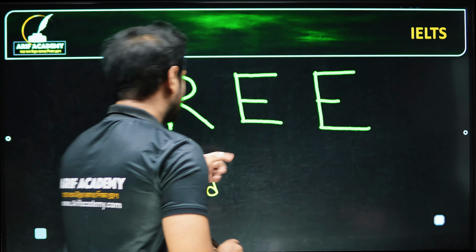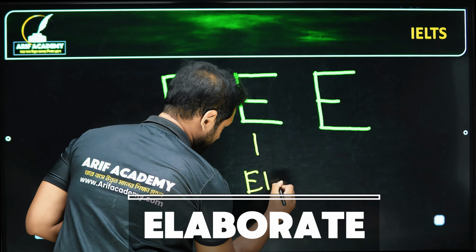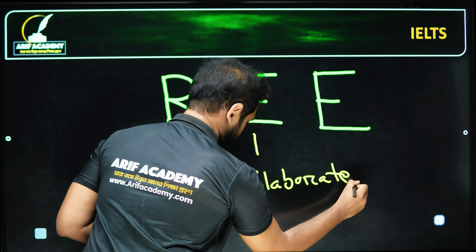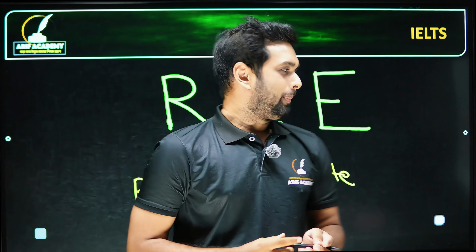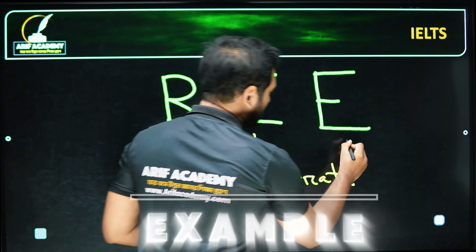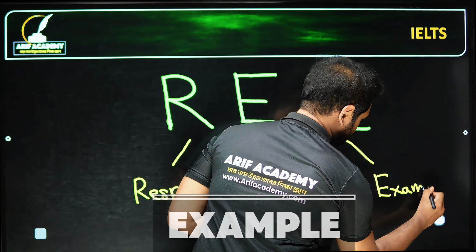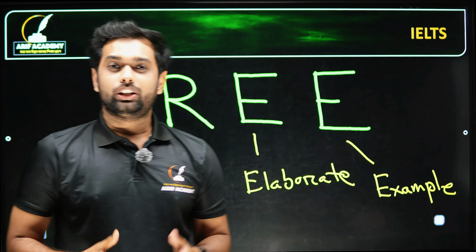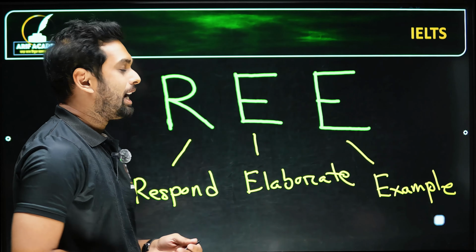Okay, so the next E means elaborate. So add something more to expand your idea. Okay, and the last E means example. You can actually give some example relevant to the point for your elaboration. So this is the REE method.